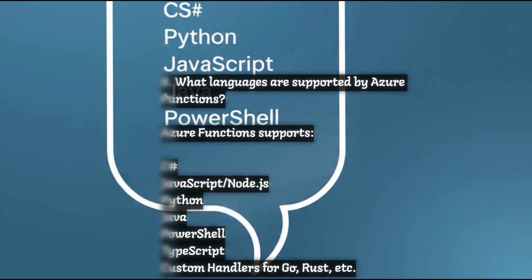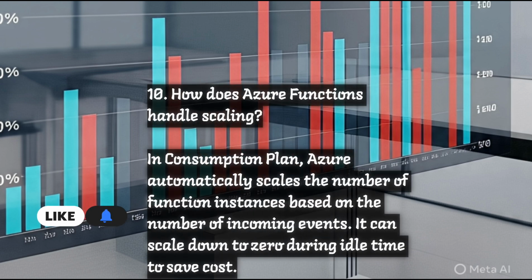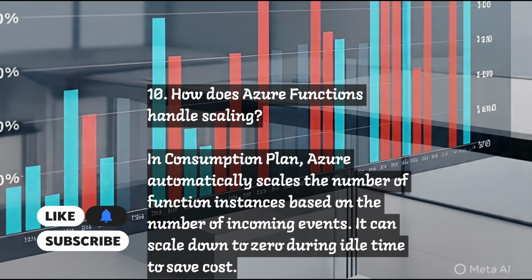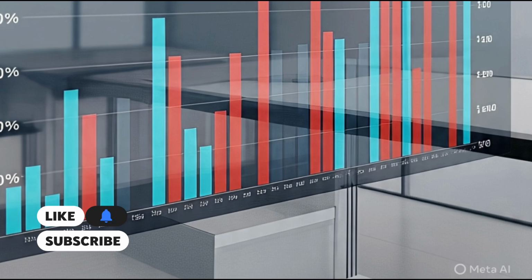9. What languages are supported by Azure Functions? Azure Functions supports C#, JavaScript and Node.js, Python, Java, PowerShell, TypeScript, and custom handlers for Go, Rust, etc. 10. How does Azure Functions handle scaling? In the Consumption plan, Azure automatically scales the number of function instances based on the number of incoming events. It can scale down to 0 during idle time to save cost.